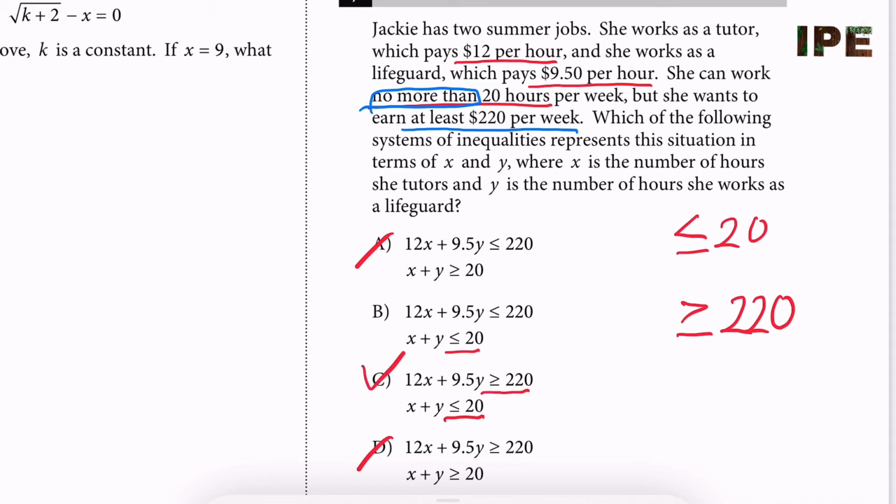She says greater than or equal to. If she worked for the tutor x hours, and then she works y hours for lifeguard, the number of total hours is x plus y, right? That is supposed to be less than or equal to 20 hours, no more than 20 hours. And every hour she can earn $12 for tutor, so she's going to earn 12x from tutor, and then from lifeguard 9.5y, and at least you need to earn 220, so greater than or equal to 220. This is the right inequality in this scenario.